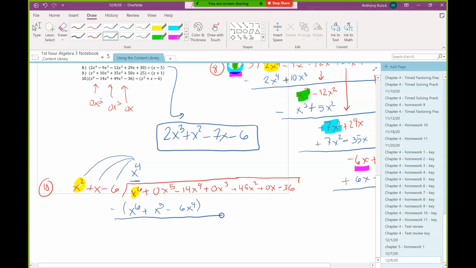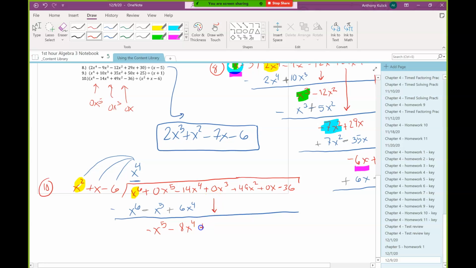And then we'll subtract. So we'll go ahead and distribute that negative. Negative of a negative is positive, negative of a positive is negative. And we'll go ahead and combine. So x to the 6th minus x to the 6th is 0. 0x to the 5th minus x to the 5th is negative x to the 5th. And negative 14x to the 4th plus 6x to the 4th is negative 8x to the 4th.